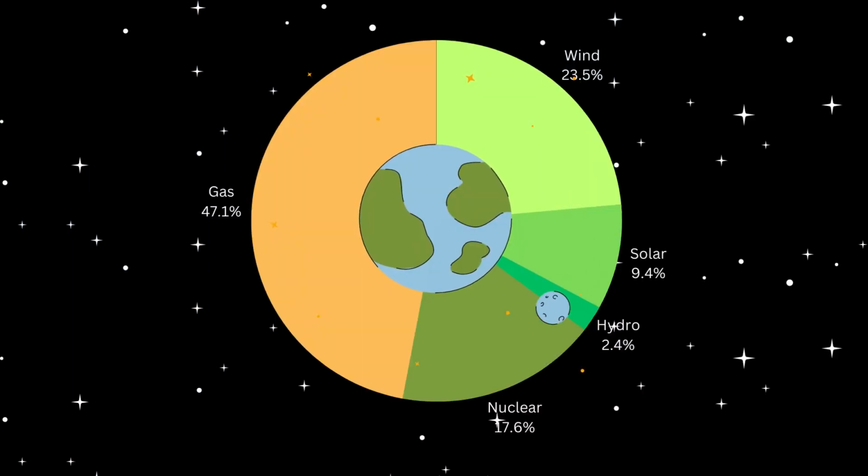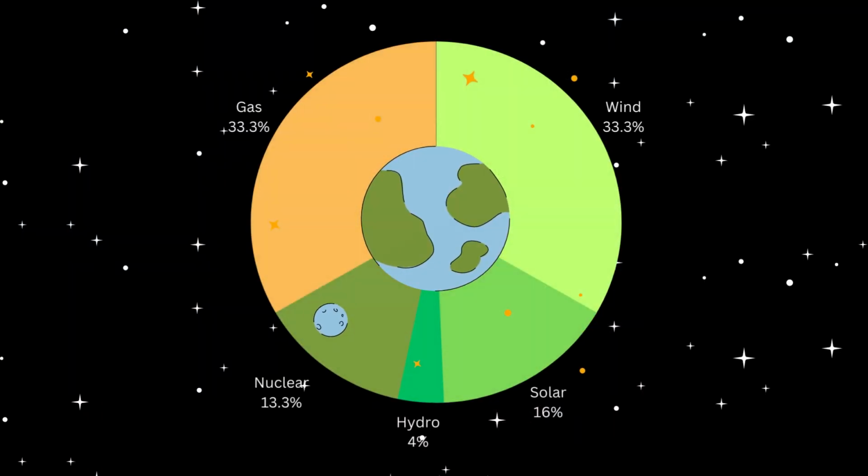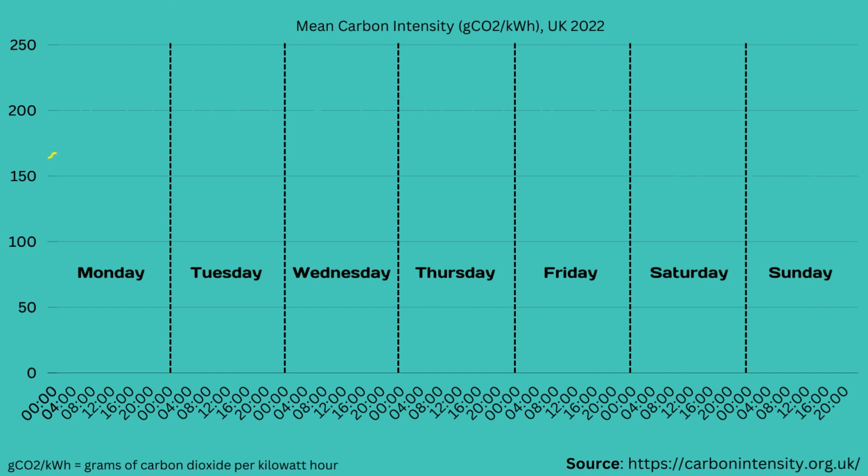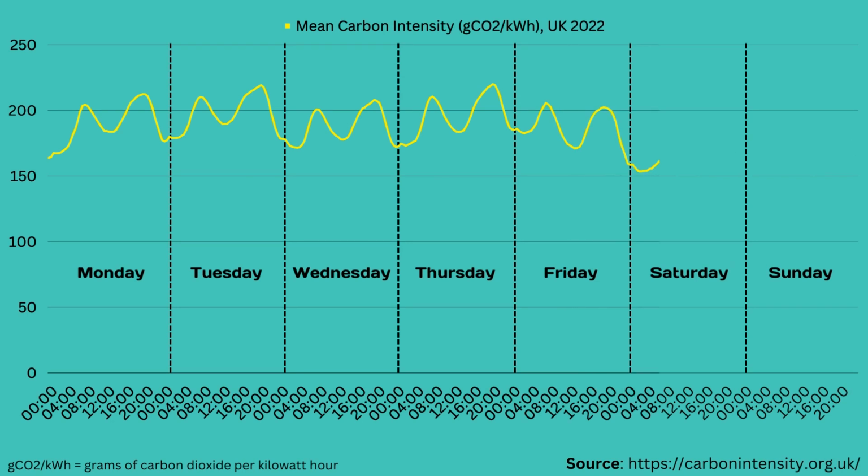The mix of these different sources used by a national energy grid isn't static. It varies over time depending on the demand for energy and the availability of renewable sources. When we look at historical carbon intensity data from the UK National Energy Grid, we can see systematic patterns over the course of a week.